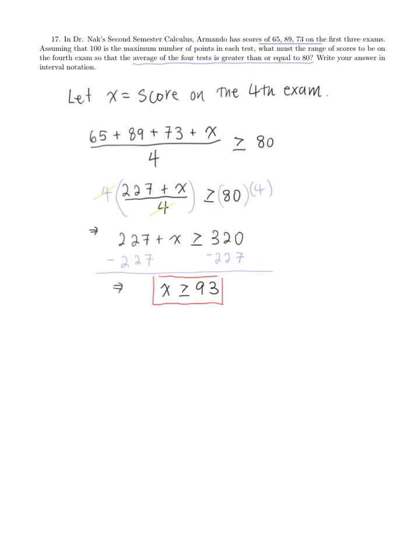Now, since the question asks you to write the answer in interval notation, what we're going to do is translate this into an interval of 93, comma, and then remember, the biggest number that you can get is 100. So I'm going to write that as 100 included. And here we have it. This is going to be our final answer.